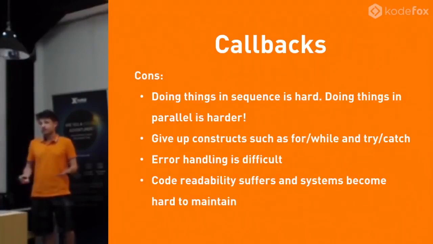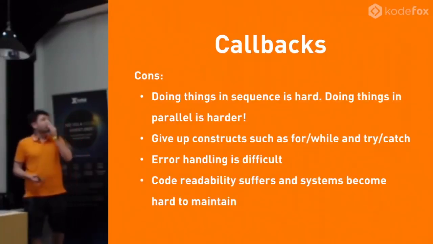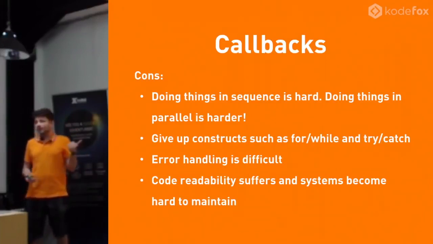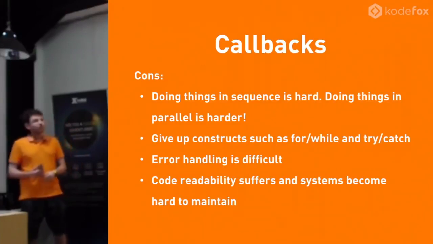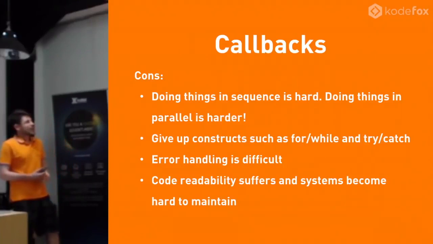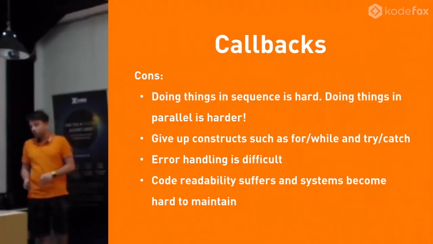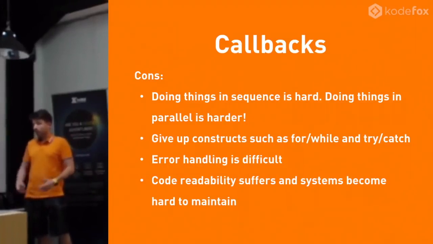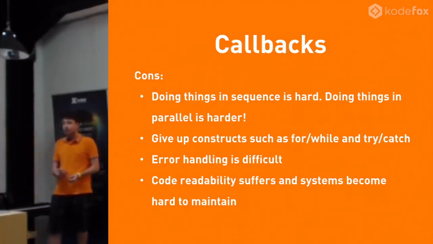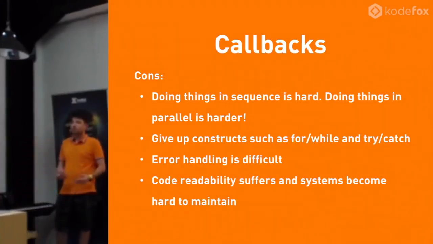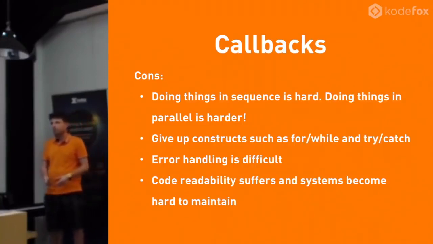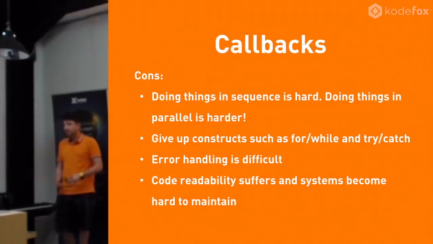What are the downsides? Well, doing things in callback style is really difficult. Doing things in sequence is difficult. Doing things in parallel is even harder. You give up constructs that you're familiar with, like for and while and try, catch. People come to JavaScript world from a PHP background or from Java or almost any other language, and they don't understand why you can't do these things.